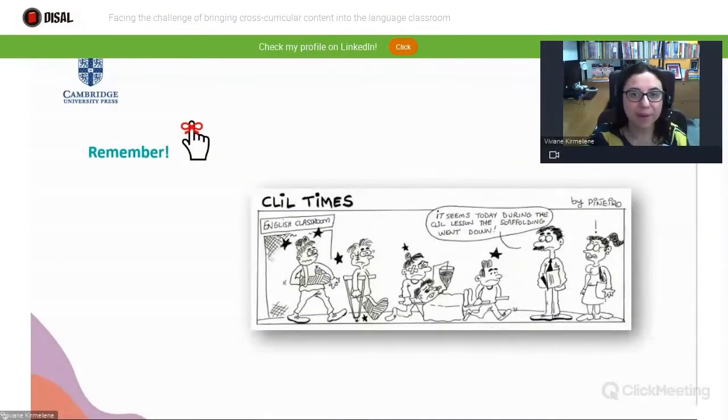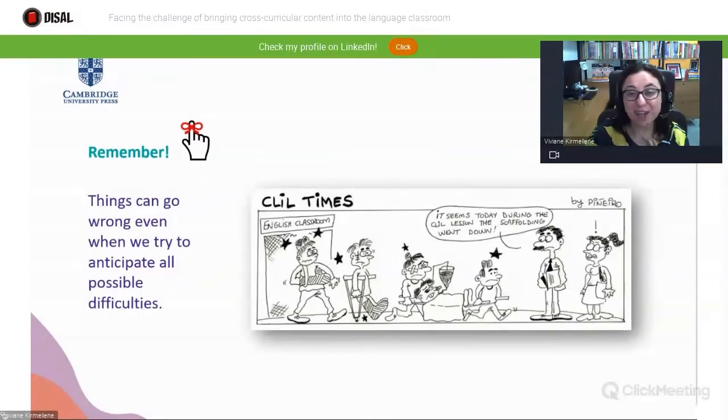Okay. And then remember, I think this is not only for CLIO, it's for every lesson. Things can go wrong, even when we try to anticipate all difficulties, and that's okay. Maybe it's a problem with equipment. Maybe students didn't like the subject at all. It was a hot day. You had problems before entering the classroom. We know that our lessons don't need to be perfect. Sometimes we plan carefully and things just go wild. Just remember that it's okay, right?